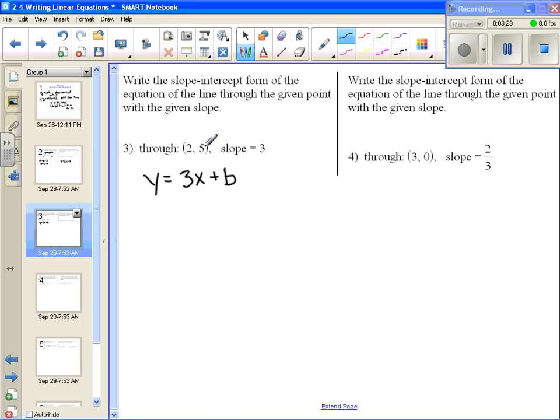I know it's not 5. Remember what the y-intercept is. You let x equal 0 and solve for y. Well, I don't know what it is. All I know is that the slope, 3, goes right here. So I have to now figure out my y-intercept.